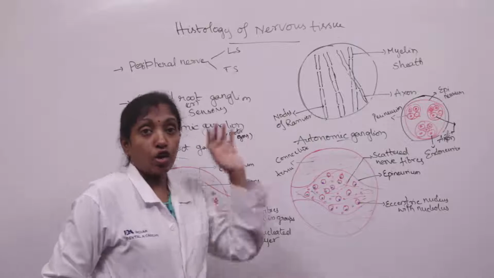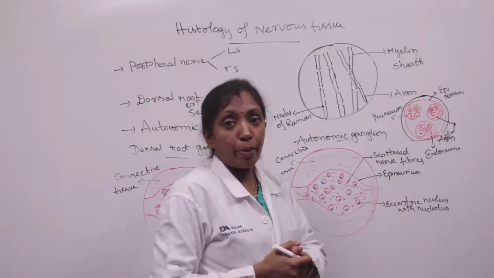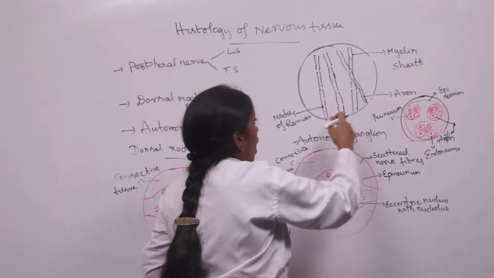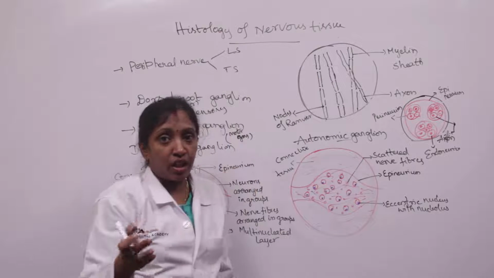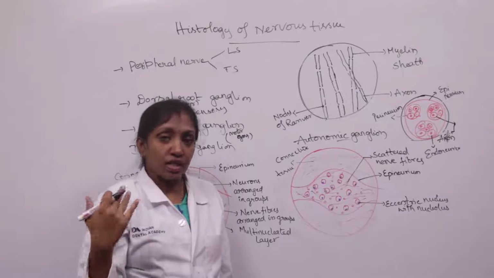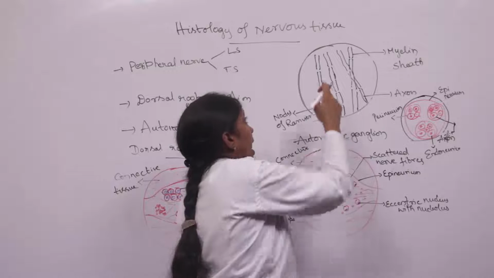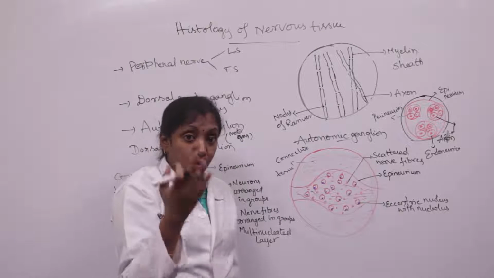Coming to the peripheral nerve structure, longitudinal section. Here in the longitudinal section of the peripheral nerve, we are able to see axons. So these are the axons. Usually, with eosin hematoxylin staining, we can't see the myelin sheath. The myelin sheath can be seen only if the slide is stained by osmic acid.